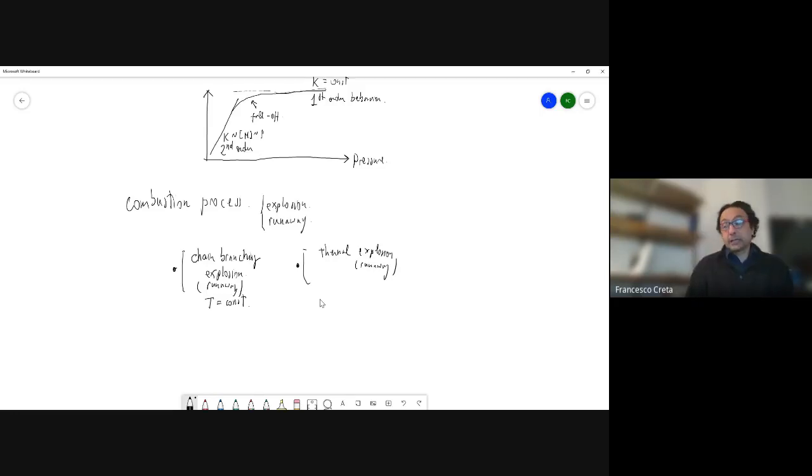We're going to see this next time, starting with chain branching. We're going to apply the singular perturbation case, and then we're going to see the thermal explosion. Sorry, I hope nothing happened until the very last second.